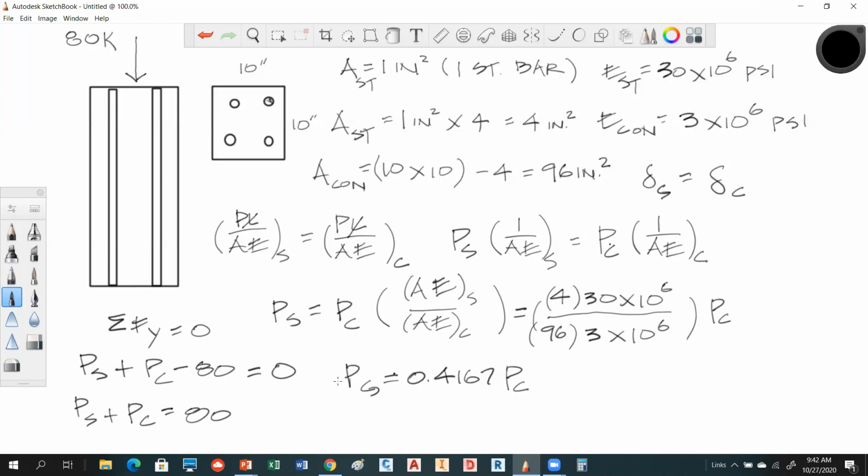So this now can be plugged back into your statics relationship. So what we now have, if we look at this, we know that because steel is related to that, we have 0.4167 P sub C plus P sub C has to be equal to 80 kips. So again, don't forget you have a coefficient of 1 out here. So that gives you 80 divided by 1.4167.